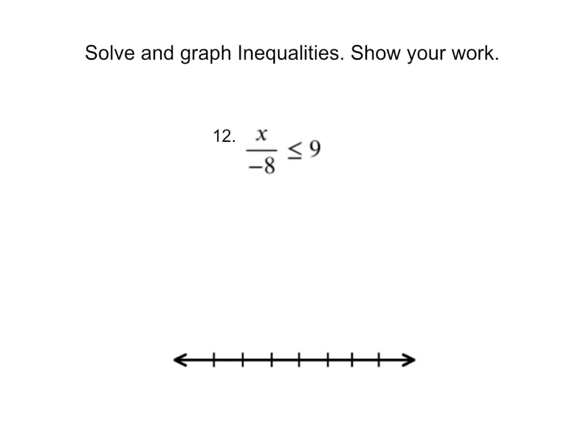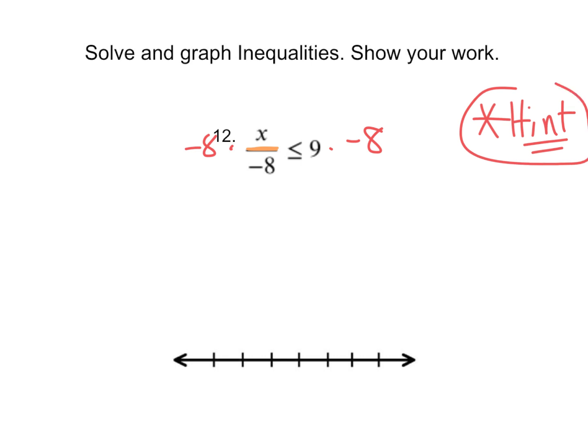Okay, for this one, this reads x is being divided by -8. The inverse of division is multiplication. So I would multiply both sides by -8. And I'm multiplying by a negative. So I do have to remember that hint from the last one, that if we multiply or divide by a negative in that last step, we have to reverse the inequality. Okay, so x is greater than or equal to -72.